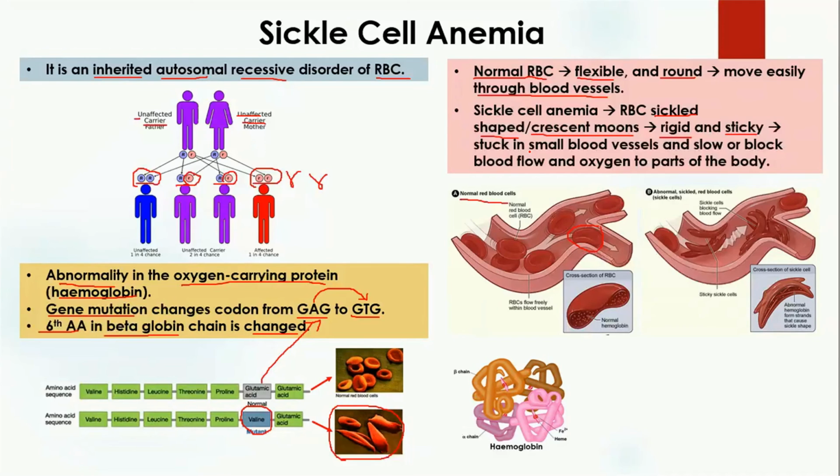When the sickle shaped red blood cells move through the small blood vessels, they get stuck in those blood vessels, and because of this they will slow down or may block the blood flow, and because of this oxygen cannot be provided to the different parts of the body. The normal shape of the red blood cell is very important.